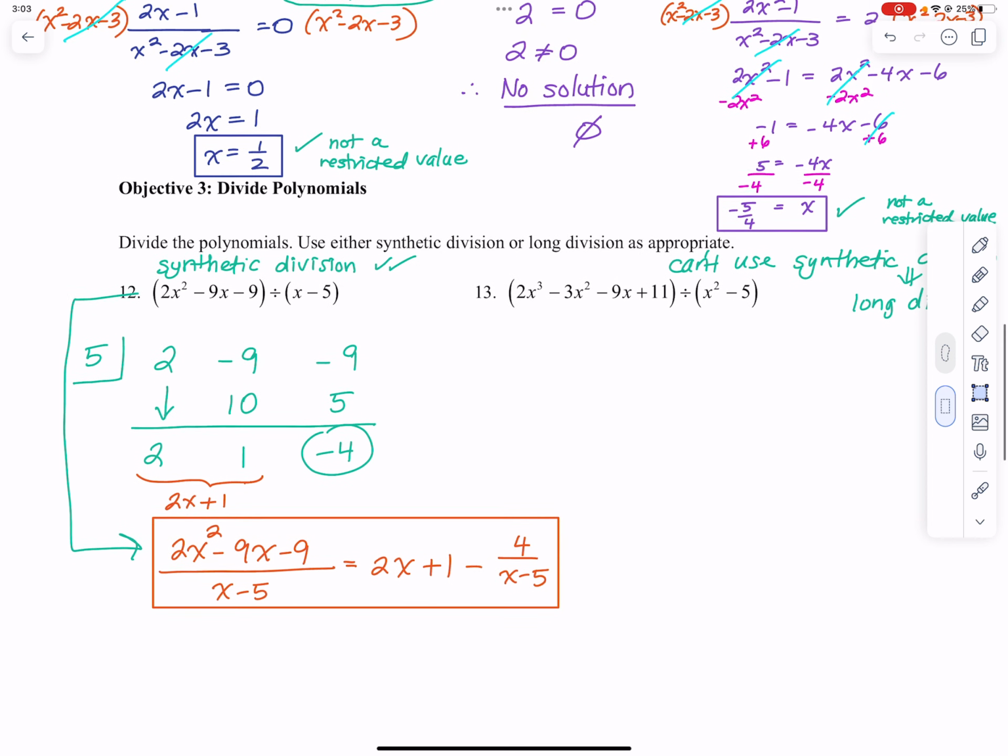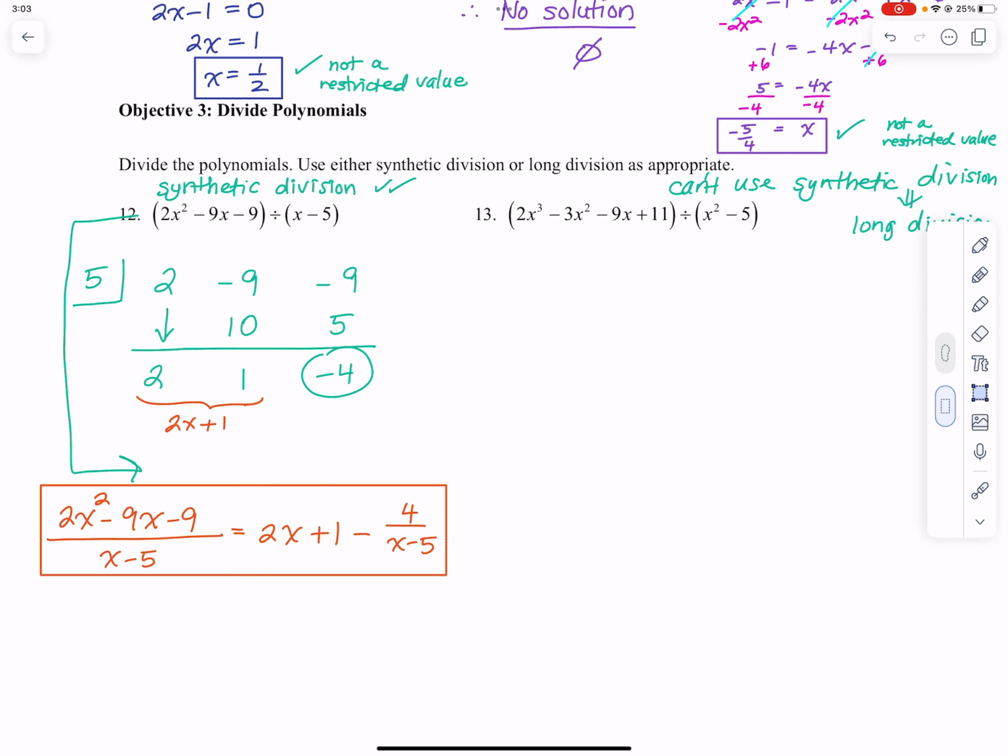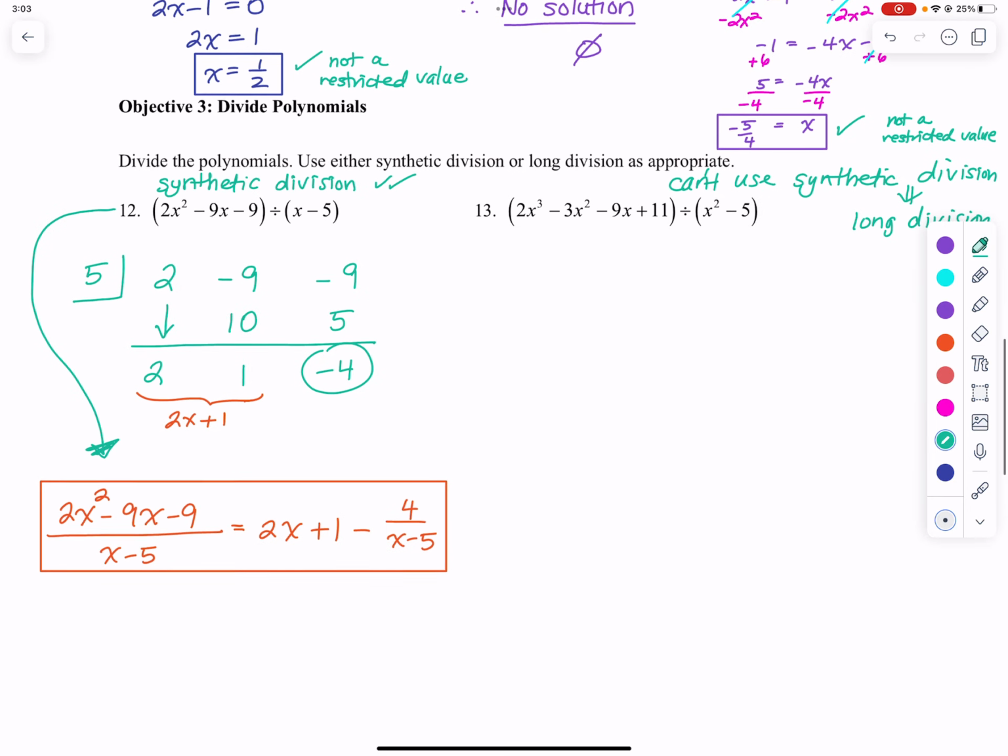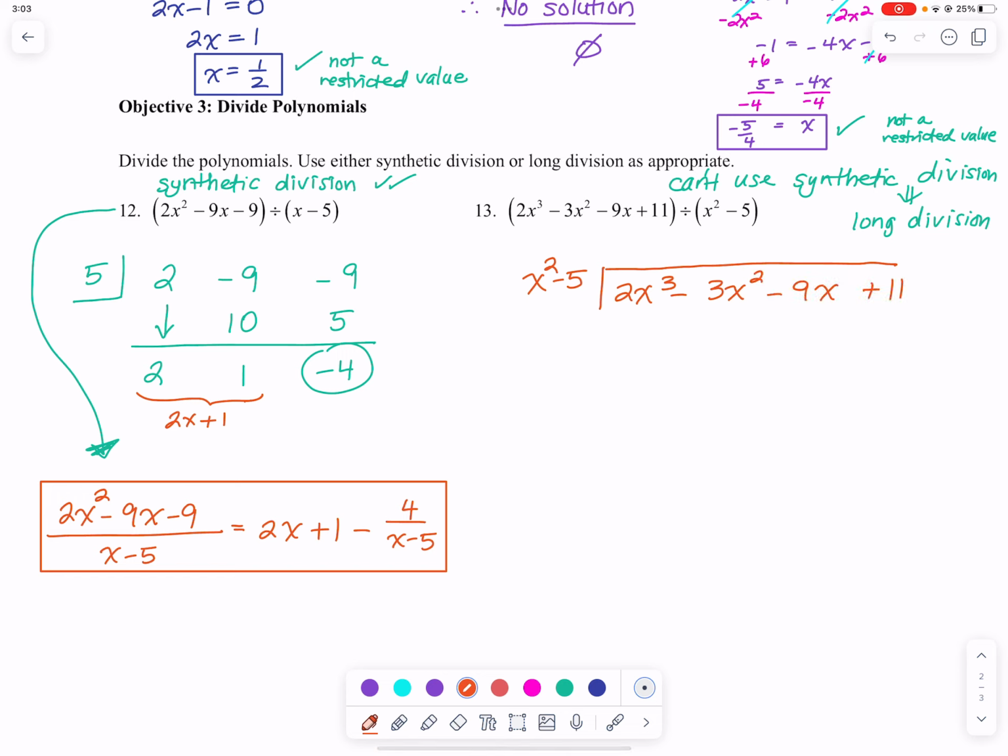And I will just bring that right on down here. Okay, now we have some long division ahead of us, and we will write this as x squared minus 5. And then, just like we used to do long time ago, we have 2x cubed minus 3x squared minus 9x plus 11.